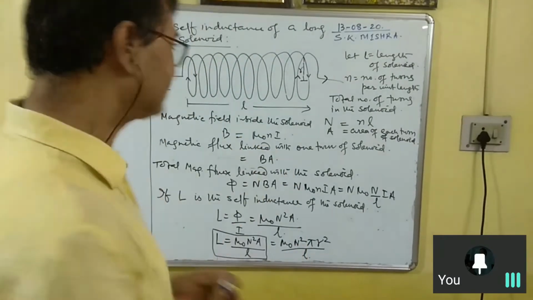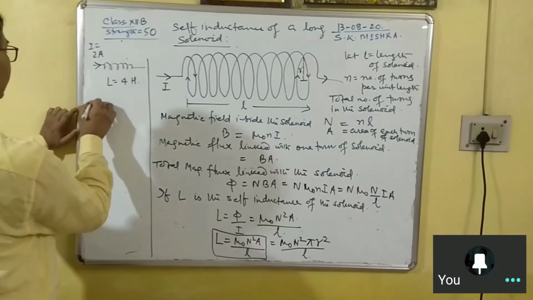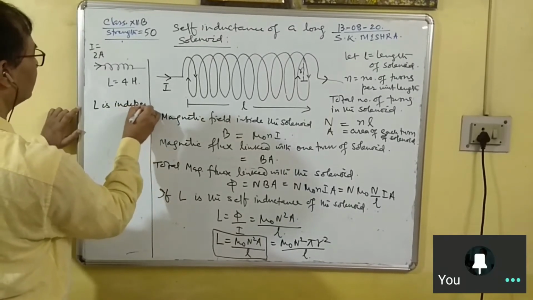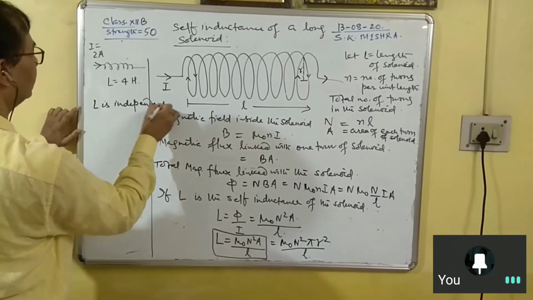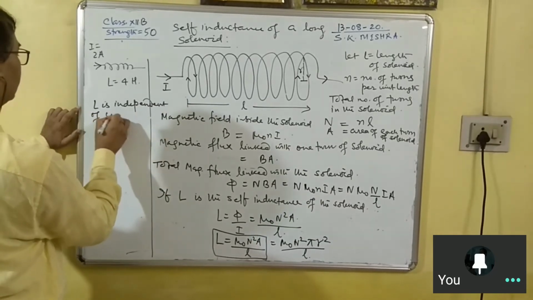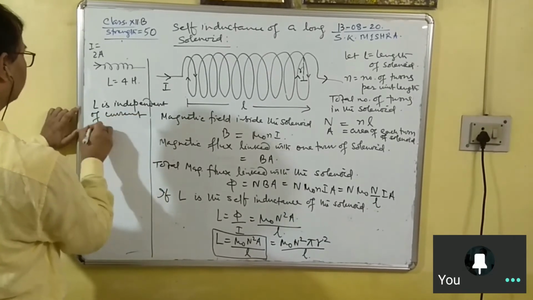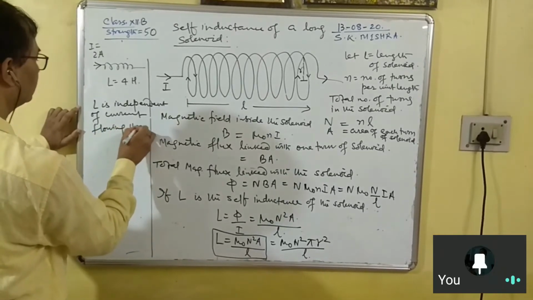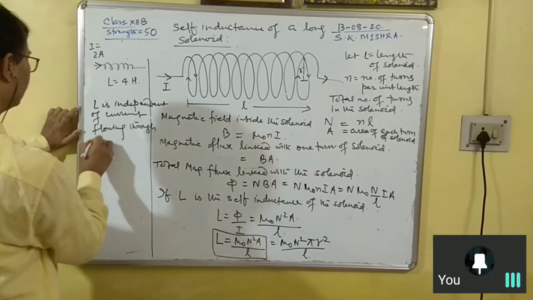So write it somewhere. L is independent, does not depend. Independent of current flowing through the solenoid.